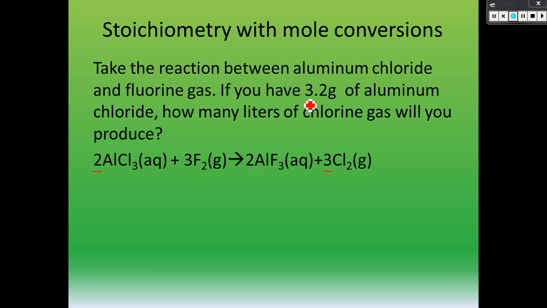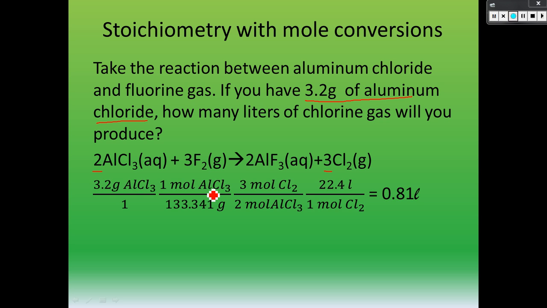So we're going to start with our 3.2 grams of aluminum chloride. That's our given. And then we can convert. So go ahead again, pause the video, write the equation, see what you get. So this should have been your equation, our 3.2 grams of aluminum chloride. And then our grams of aluminum chloride cancel, and 1 mole of aluminum chloride is 133.341 grams. I calculated the molar mass based on the periodic table.